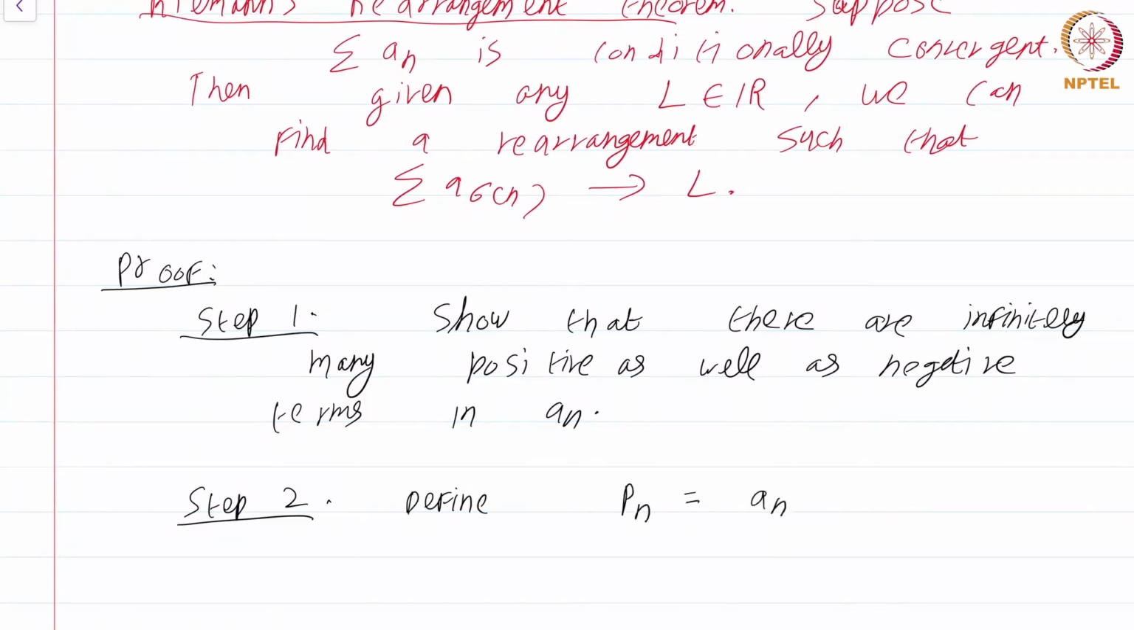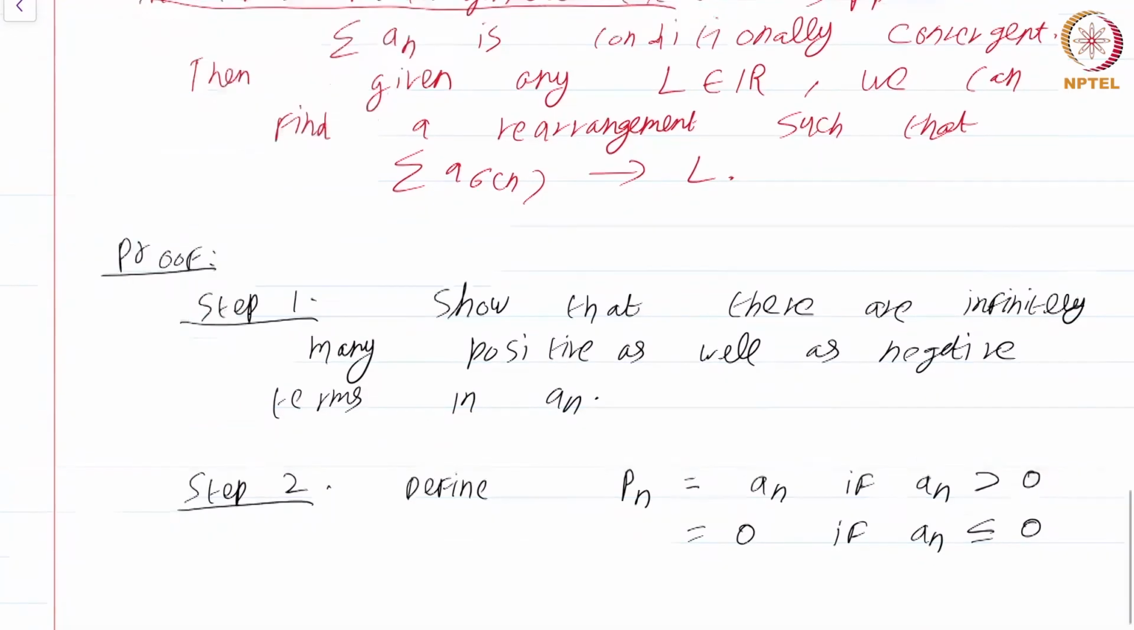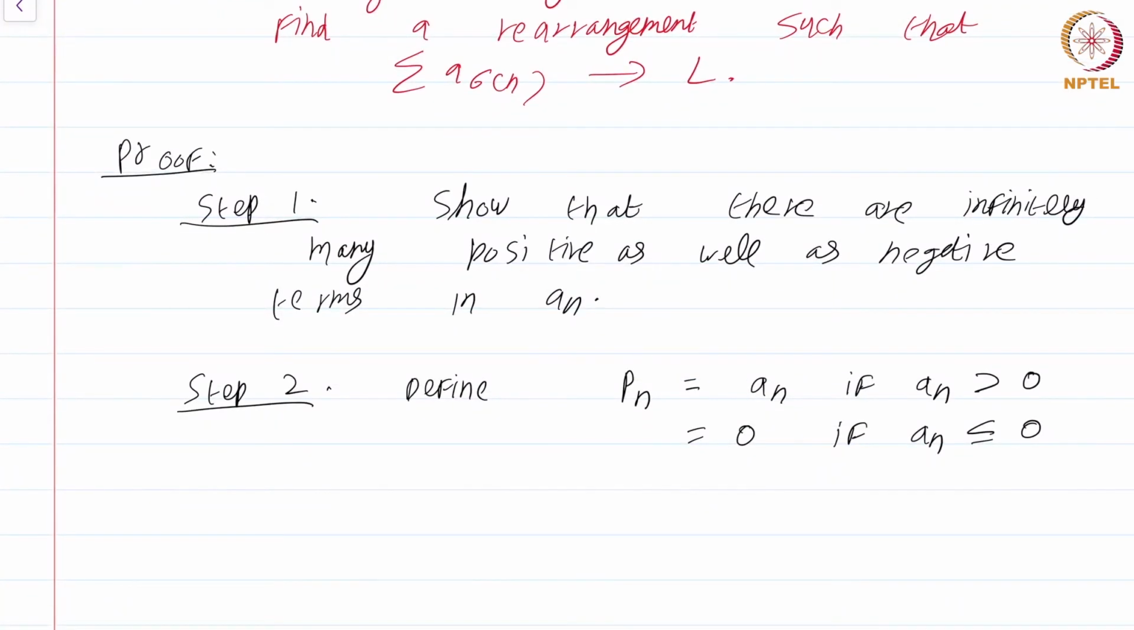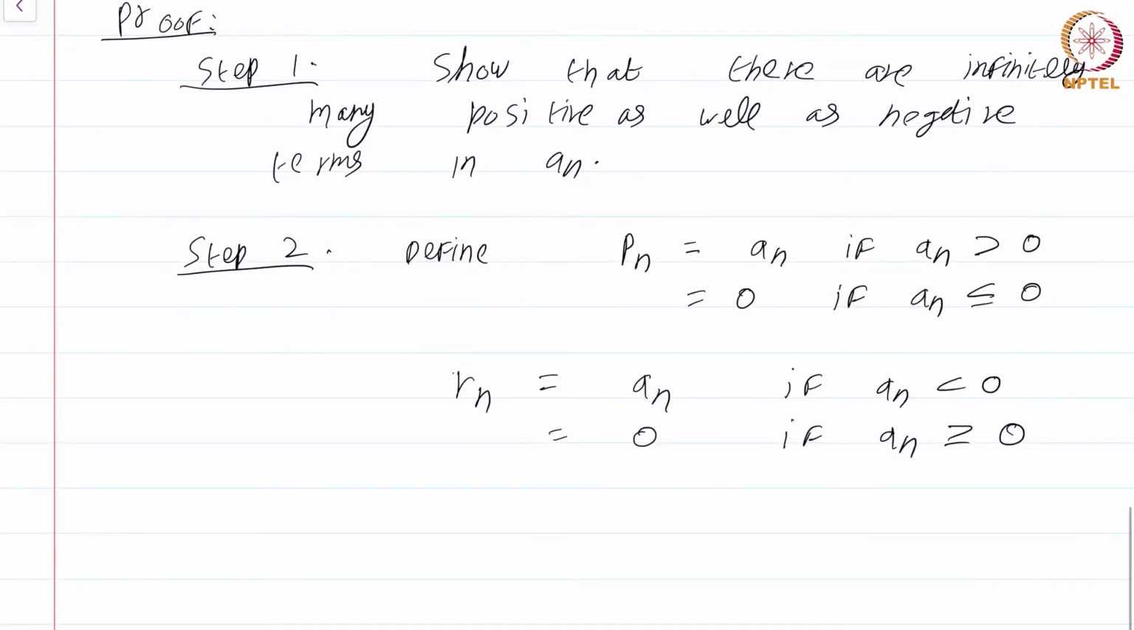Pn to be equal to an if an is greater than 0 and equal to 0 if an is less than or equal to 0. Okay, I'm defining a new sequence Pn. P stands for positive here, whose value will be an if an greater than 0, and whose value will be 0 if an is less than or equal to 0. Okay, so next I define a negative. I don't want to use Nn, so maybe I will just use Rn. Rn will be an if an is less than 0, and this will be 0 if an is greater than or equal to 0. Okay, so Rn is collecting together all the negative terms of the series. So Pn collects together all the positive terms, Rn collects together all the negative terms.